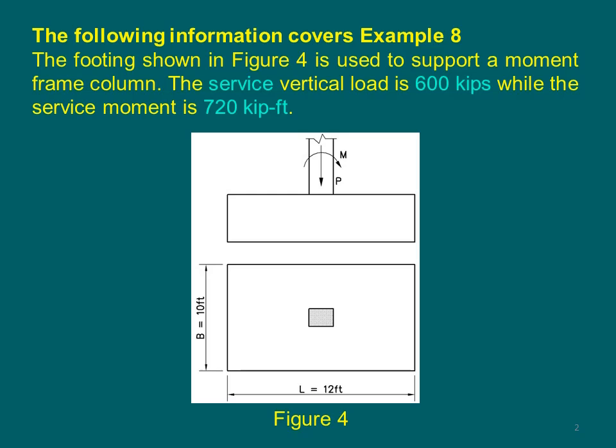In this slide set, we're going to have an example that we need to go through and see how we can design the thickness and how to design the reinforcing within the footing. This footing is exposed to vertical load. The vertical load is equal to 600 kips and the service moment of 720 kPa. This is the same example that we have done already in the previous slide set.